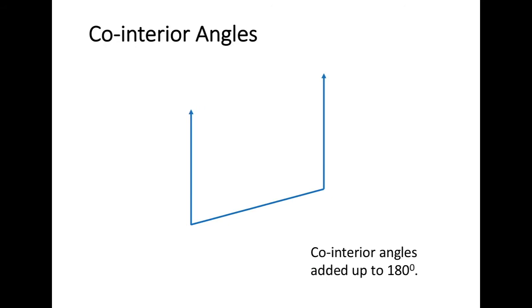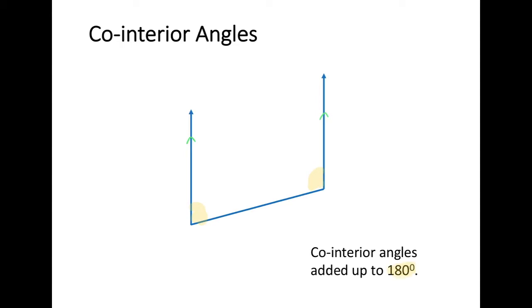So before we have a look at how we can use true bearings to describe the direction between 2 points, it's important to revise one of the angle rules, that is our co-interior angles. So when we have co-interior angles, that means we've got 2 parallel lines and we've got a line intersecting those 2 parallel lines. The angles formed within the shape of our U are going to add up to 180 degrees. So this angle here plus this angle here are going to add up to 180 degrees.